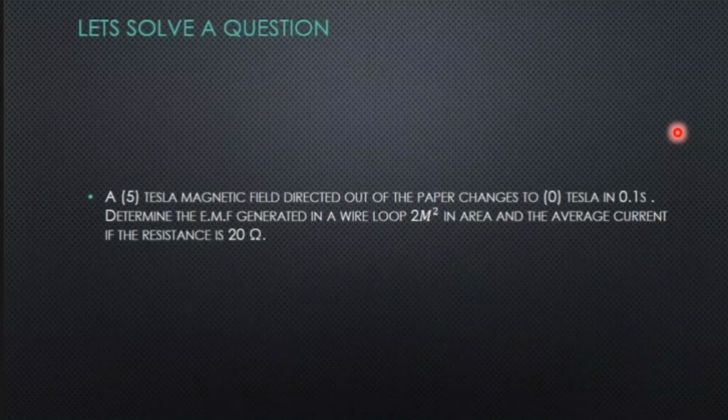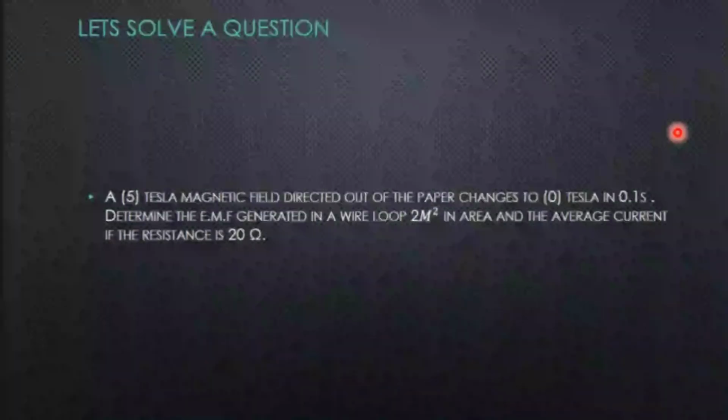So with that equation given, let's solve a question here. A 5 Tesla magnetic field directed out of the paper changes to 0 Tesla in 0.1 seconds. Determine the EMF generated in a wire loop 2 meters square in area and the average current if the resistance is 20 ohms. So you have to importantly take down all the values given. That's the first step you should do before solving any question.